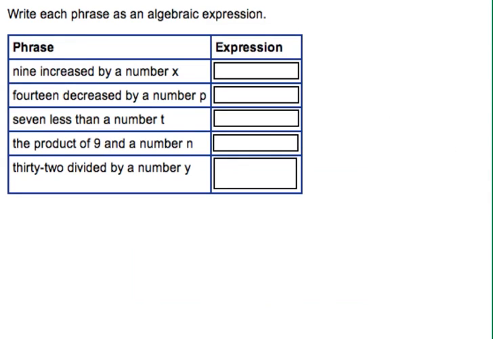The next thing we need to review is how to write an expression. Remember, there are certain words we look for. Like in this section, increased by tells us we need to add. So we can see that 9 increased by a number x is 9 plus x. The key word in the second one is decreased by, which tells us subtraction. So here we have 14 minus p.